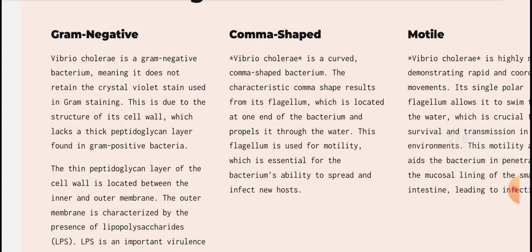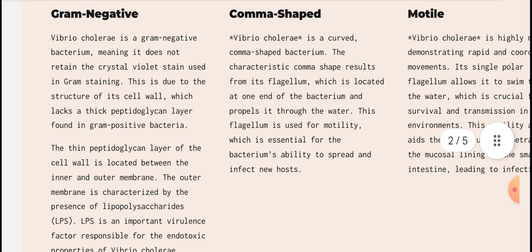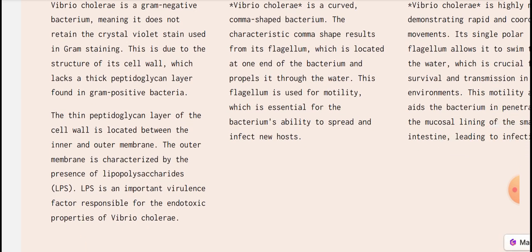So this particular bacterium, Vibrio cholerae, is a gram negative bacterium, and it lacks the thick peptidoglycan layer which is found in gram positive bacteria. The thin peptidoglycan layer of this bacterium is located between the inner and outer membrane of the cell. And the outer membrane of Vibrio cholerae is characterized by the presence of lipopolysaccharides, shortly represented as LPS. This is an important virulence factor of the bacterium.